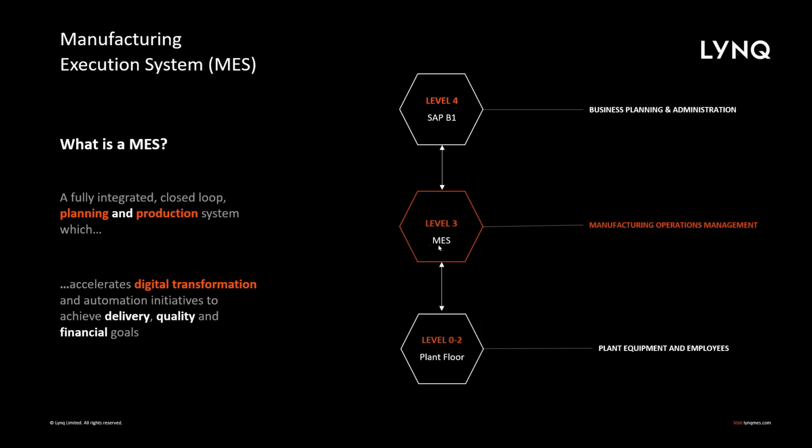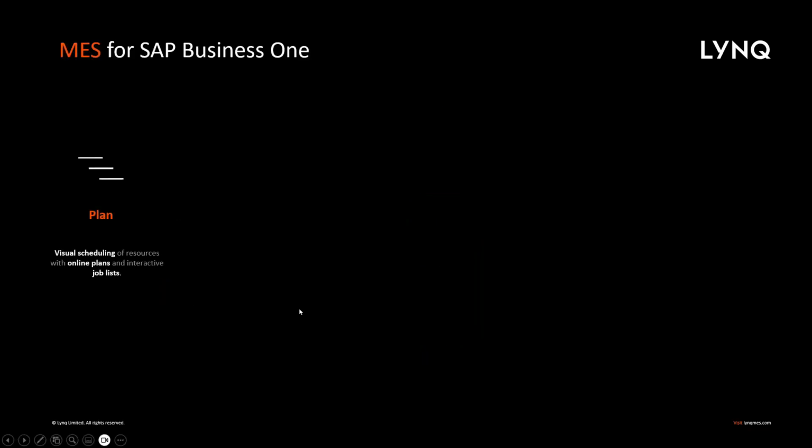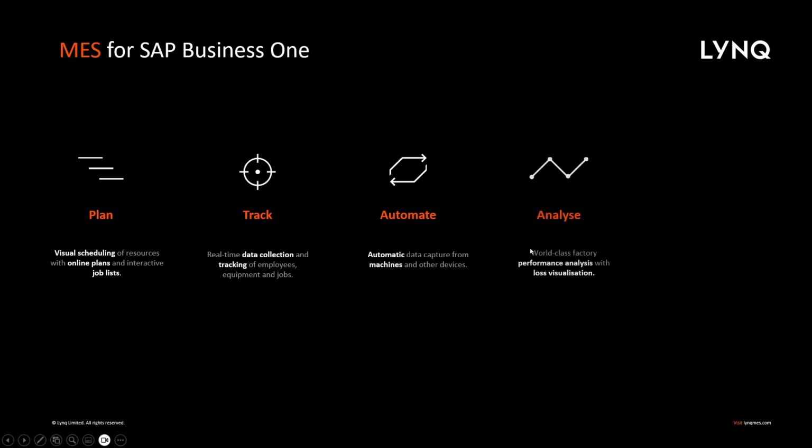And you can see here that MES is connecting Business One really with the plant floor, with the manufacturing operations side of things. So we provide a fully integrated closed loop planning and production system, which, as it says here, accelerates digital transformation and automation initiatives to achieve delivery, quality, and financial goals. We provide a single solution that helps you to plan, track, automate, analyze, and optimize.